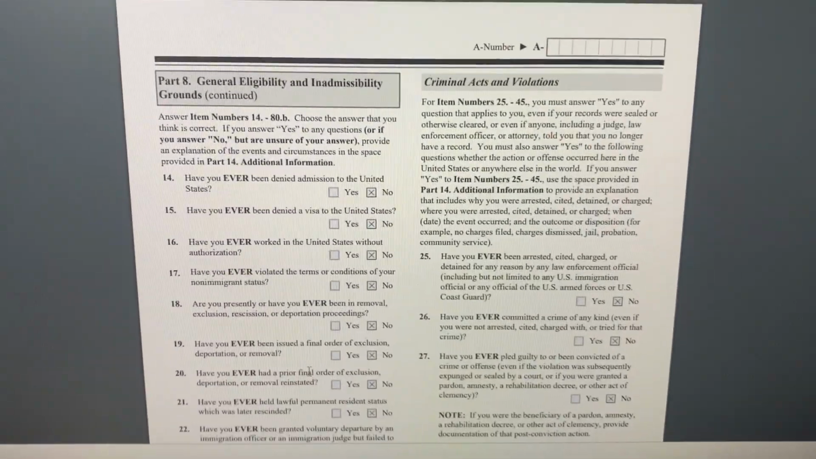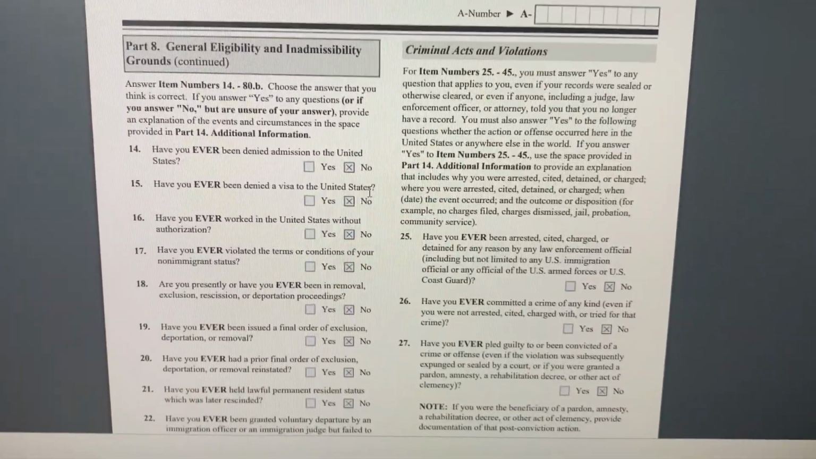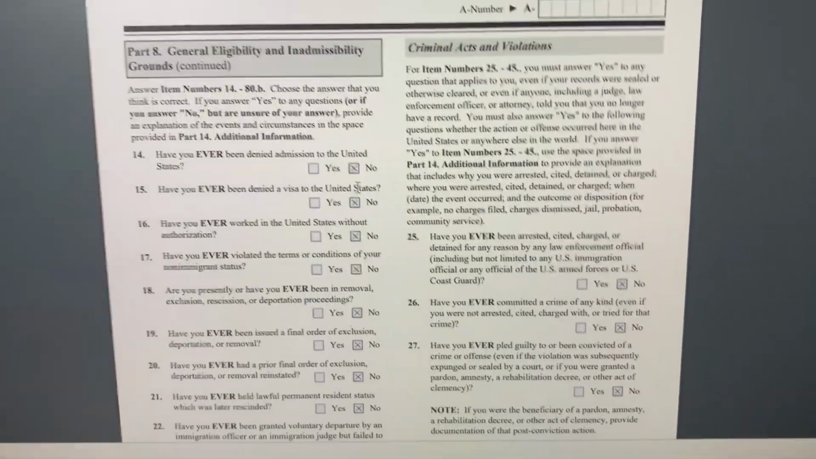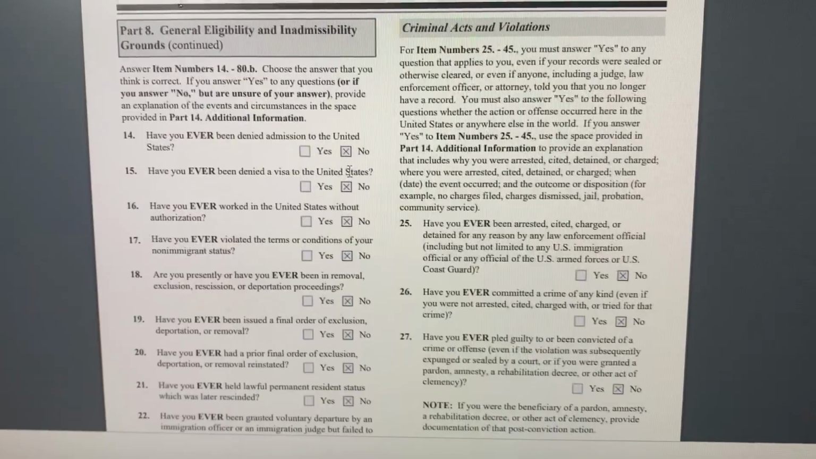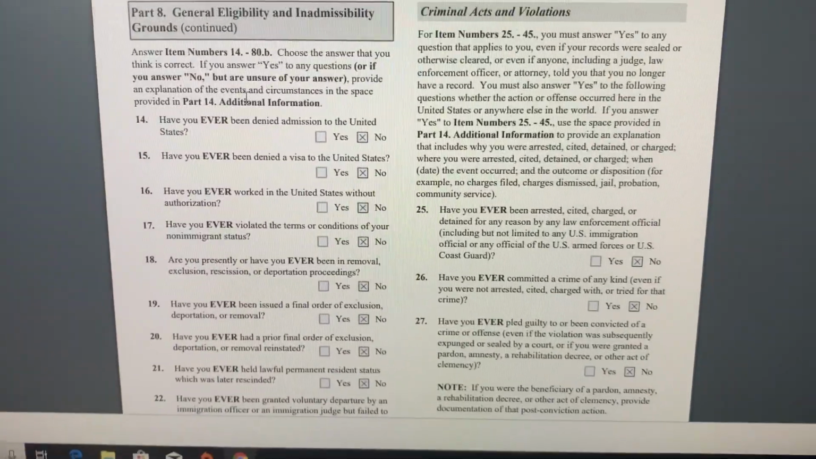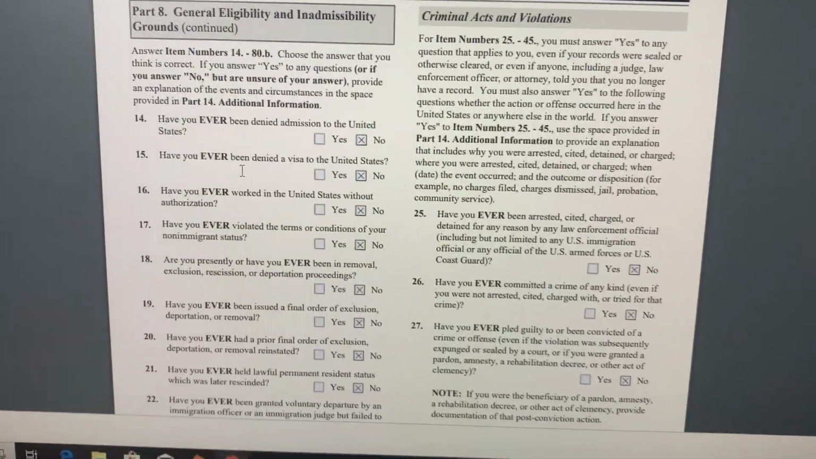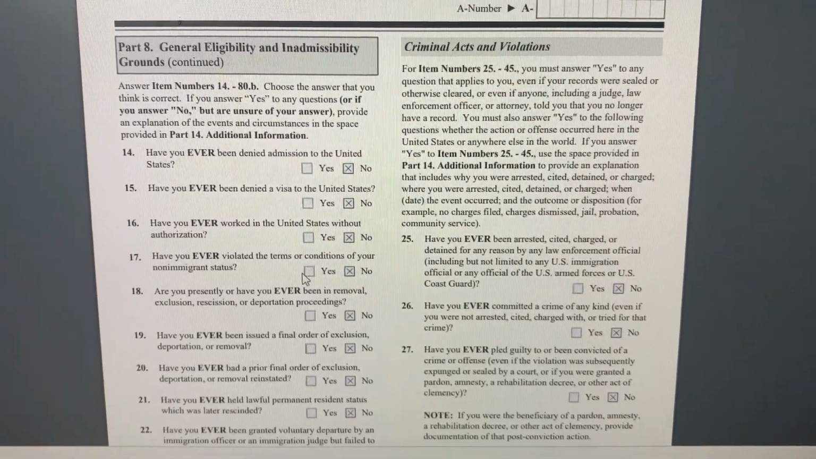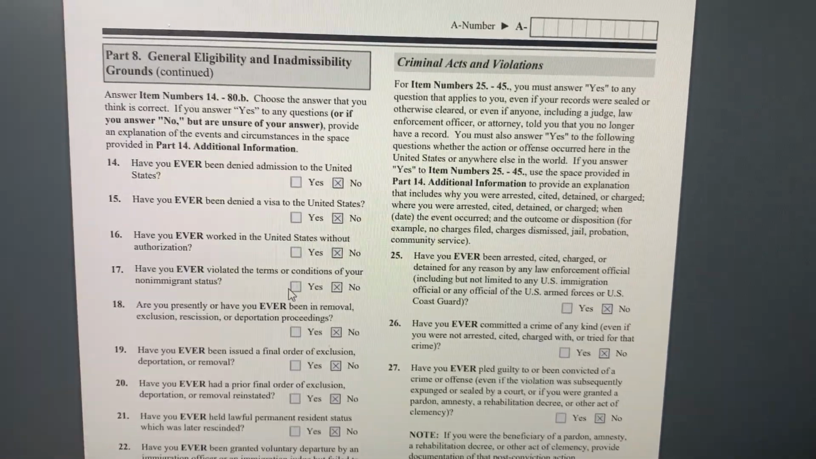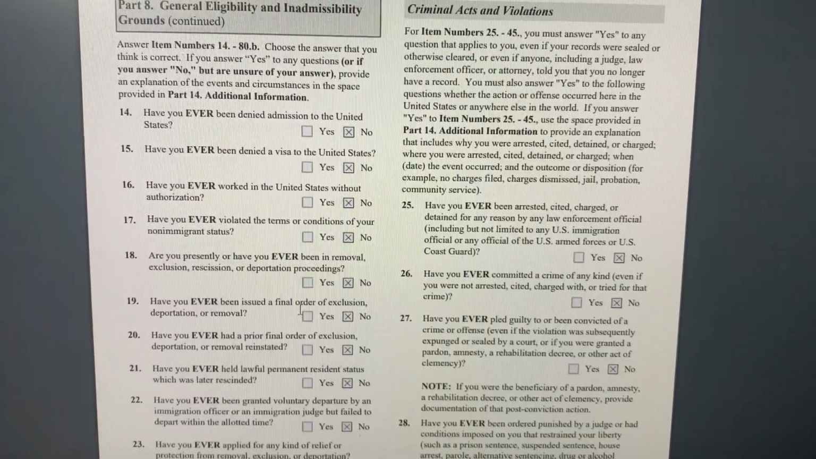Question number 14, have you ever been denied? Nope, this is my first application, so I put no. Remember, guys, don't follow my answer, okay? Because this is my answer, because this is the truth. This is the actual thing. So you need to carefully read all of these questions, and don't just follow mine. You need to put what's really yours, what really reflects your history.